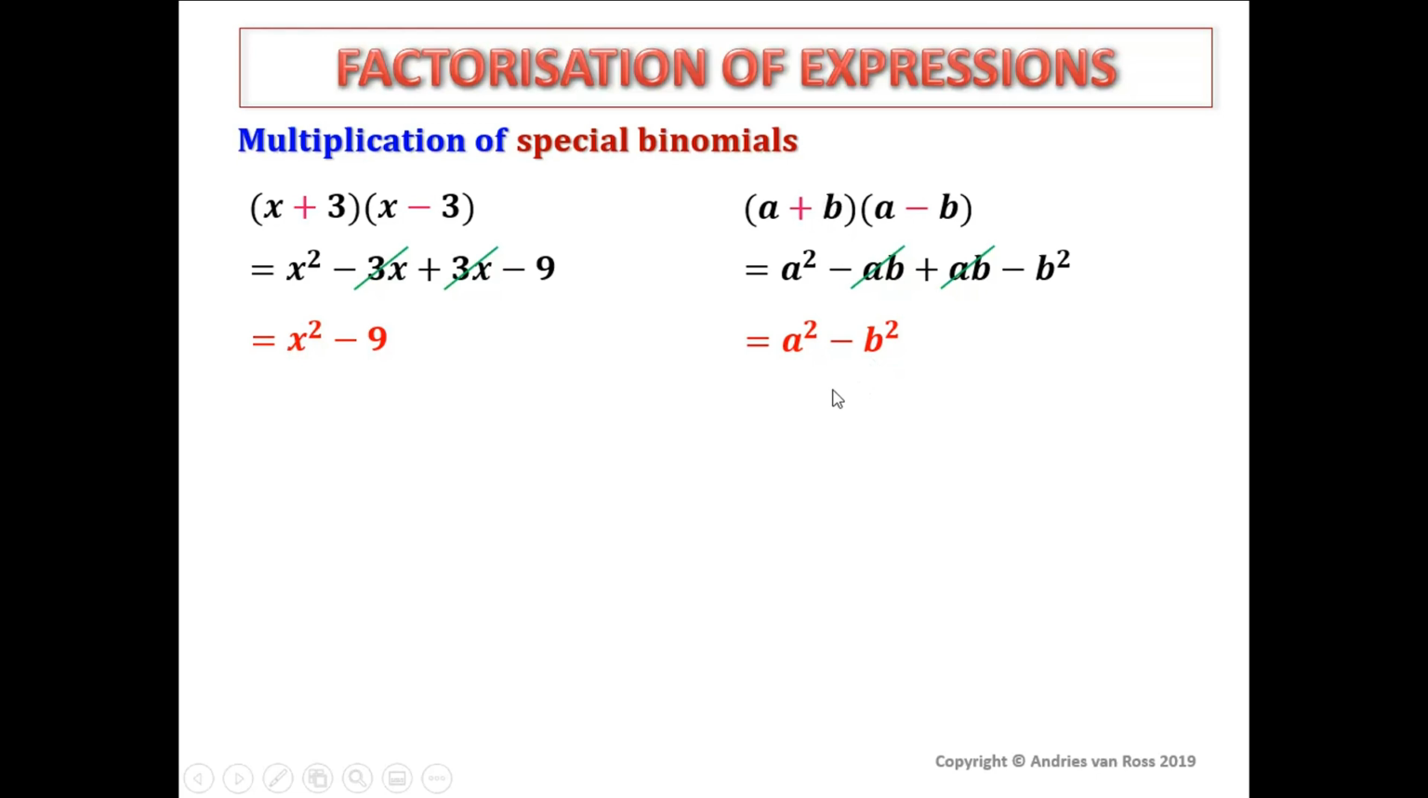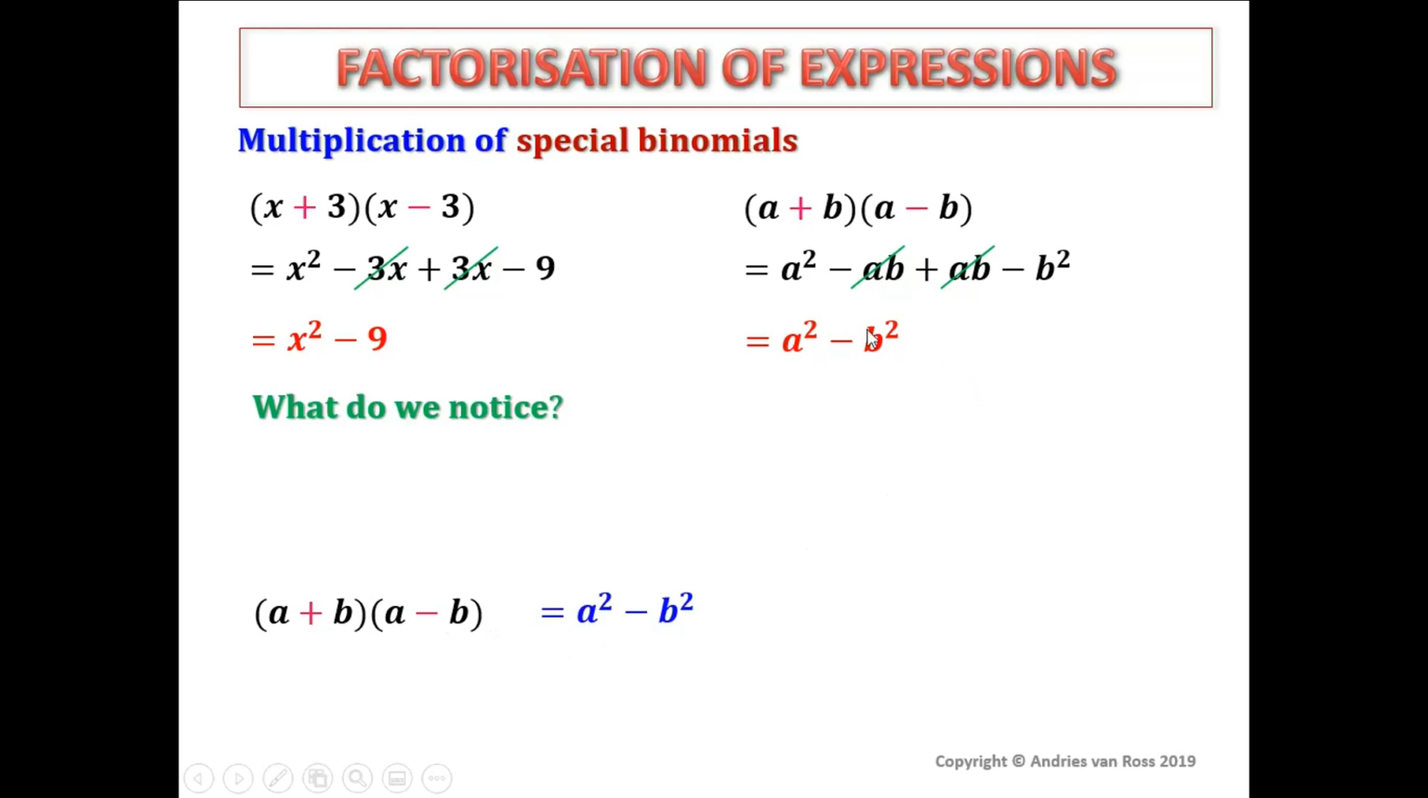So what does that look like? That is what we call the difference between two squares. Now, let's just go through this and see what we have noticed. So what have we noticed? First of all, we take the second one there, the two binomials a plus b in brackets multiplied by a minus b.